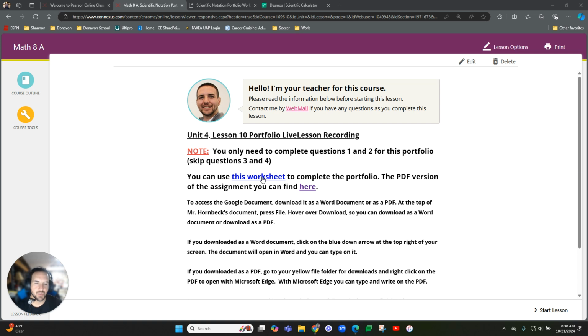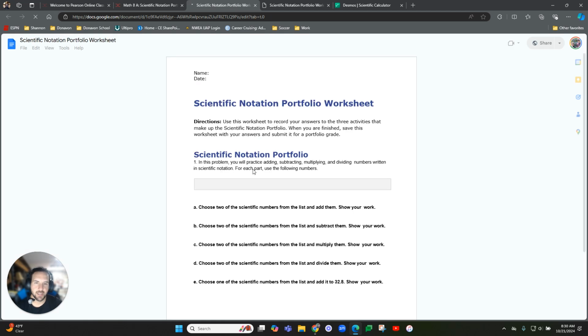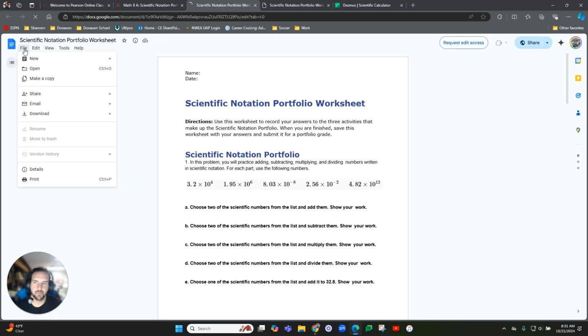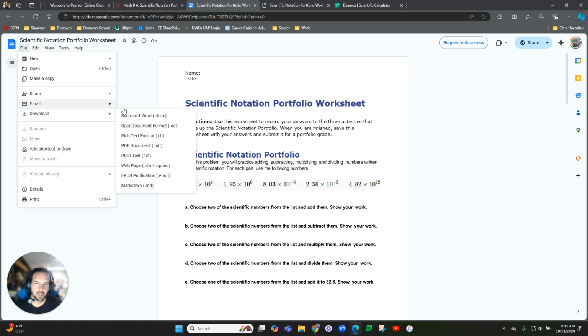It says you can use this worksheet to complete the portfolio. This is just a document that was created. It's a Google Doc, so you can fill that out. If you want to fill out this version and type in there, you'll have to do File, Make a Copy, or Download. You can either make a copy and edit it yourself, or download it as a Microsoft Word document, which would probably be the best option.